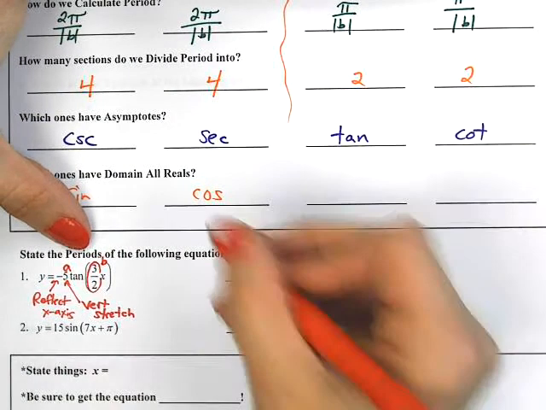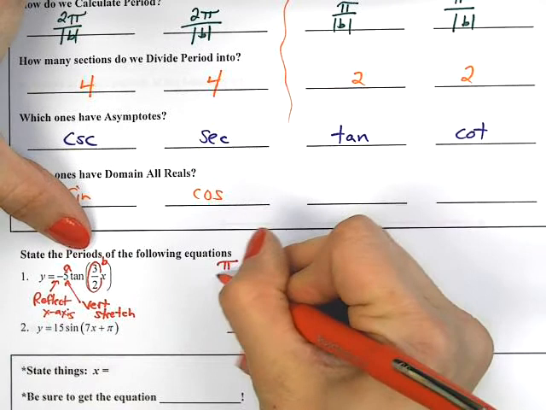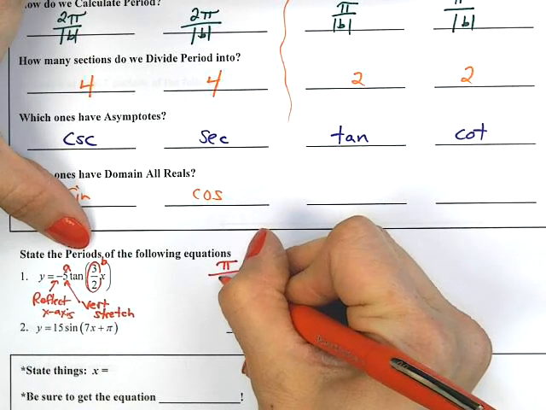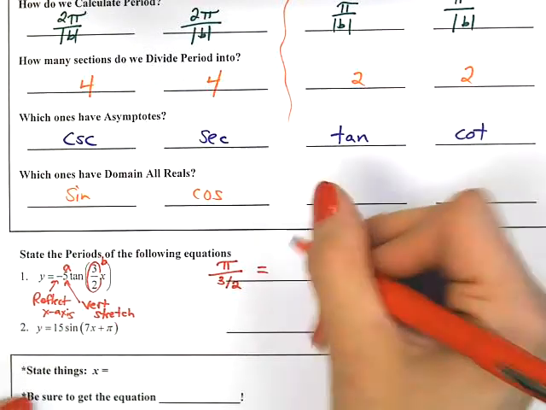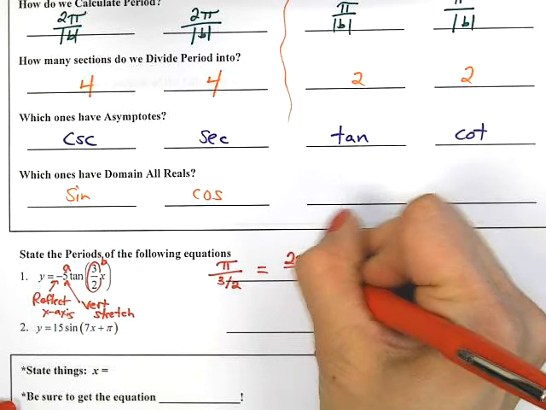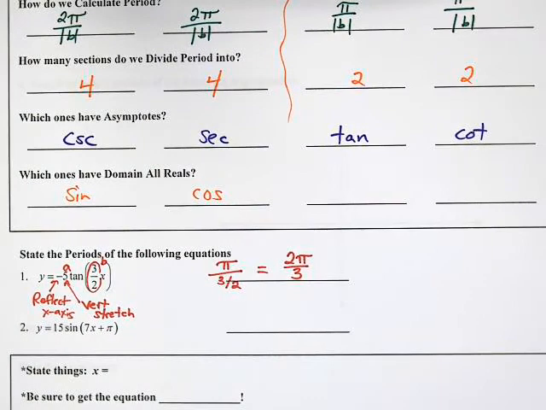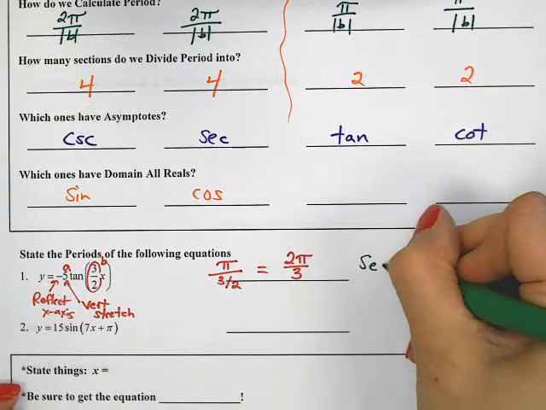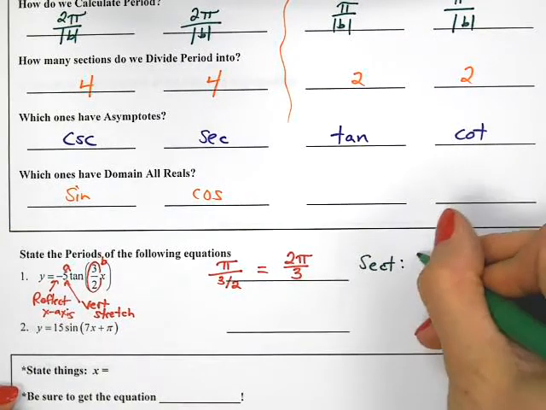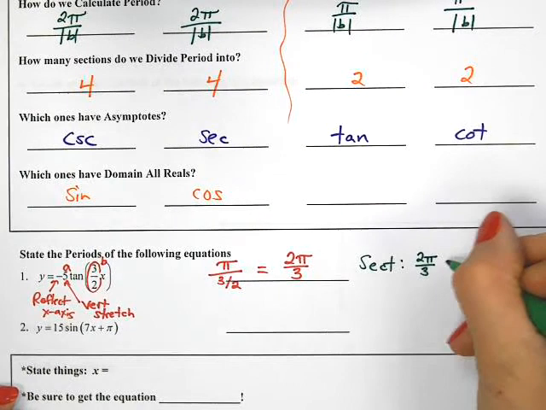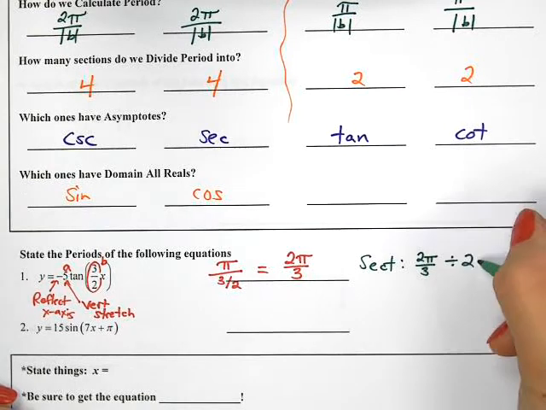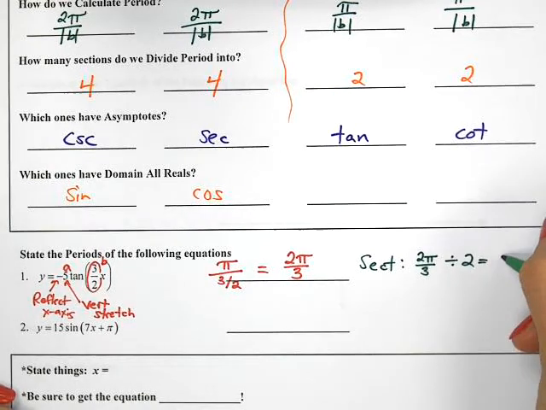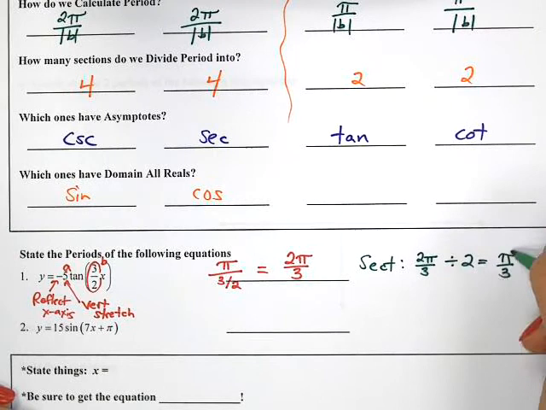For tangent and cotangent, the formula is pi divided by absolute value of b, which would be 3/2. And we're not going to leave it like a triple decker like that. So the period would be 2 pi over 3. Let's go ahead and calculate the section too, just for fun. So if it's tangent and cotangent, I'm going to take the period, which is 2 pi over 3, and divide that into 2. Dividing it by 2 is kind of like multiplying by a half, and so it would be pi over 3 for a section.